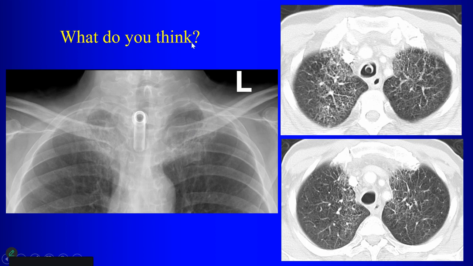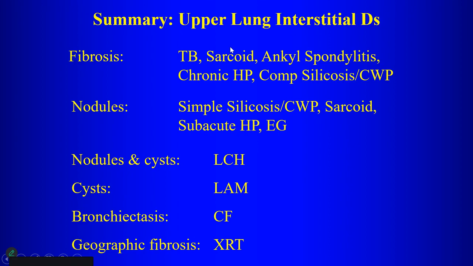So patients with head and neck cancer, radiation to the neck can give you interstitial changes within the upper lungs. You can kind of see that it's kind of geographic in distribution here. So upper lung interstitial disease can also be caused by radiation therapy, especially for patients who have received radiation in the head and neck. So our summary then for upper lung interstitial lung disease: fibrosis, TB, sarcoid, ankylosing spondylitis, chronic HP, complicated silicosis, coal workers pneumoconiosis.